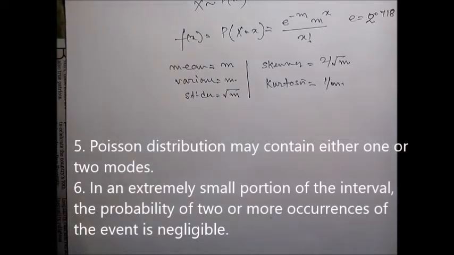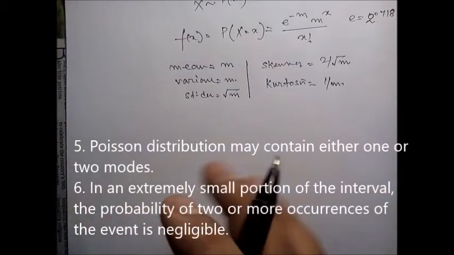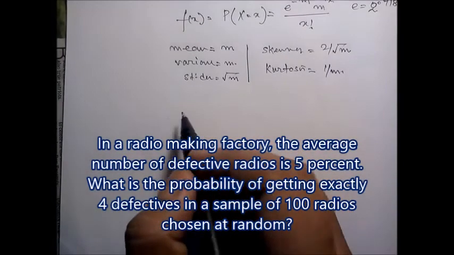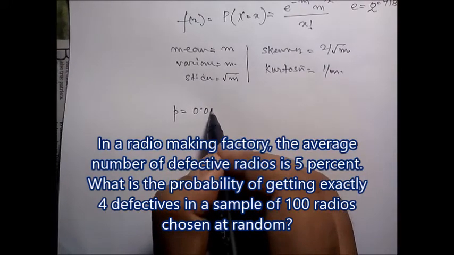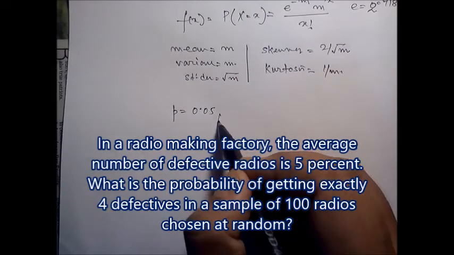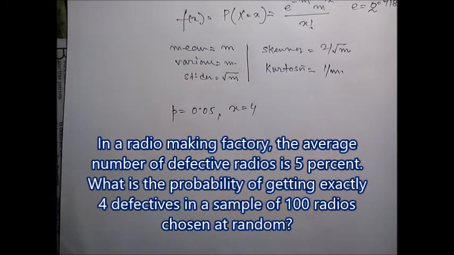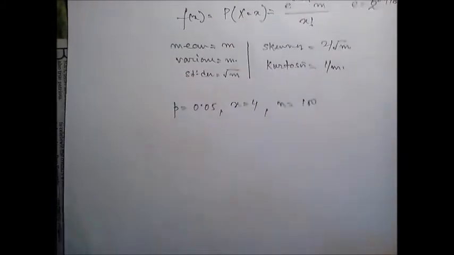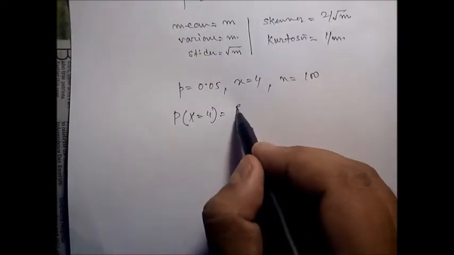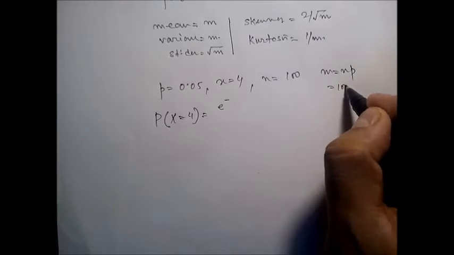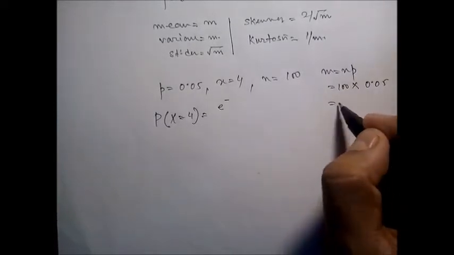Now let us solve one problem. In a radio making factory, the average number of defective radios is 5%. So p is equal to 0.05. What is the probability of getting exactly 4 defective in a sample of 100 radios chosen at random? So n is equal to 100, and we want the probability of x equal to 4. e to the power minus m. What is m? m is equal to np, 100 into 0.05, that is 5.